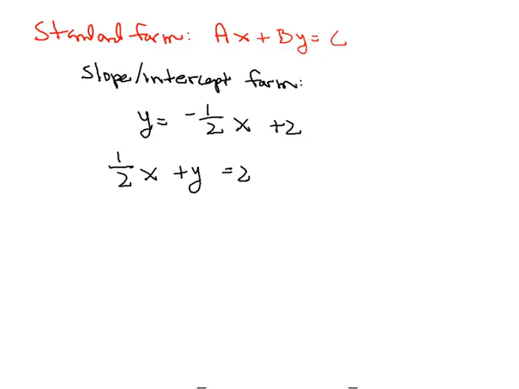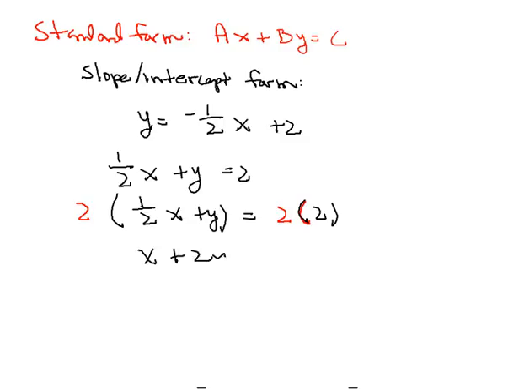And to eliminate the fractions, what we'll do is multiply each side by 2. So 2 times the quantity 1/2 x plus y. We'll multiply the right side by 2 as well. So we then end up with x plus 2y is equal to positive 4. So you notice all the coefficients are integers and the coefficient of x is positive.